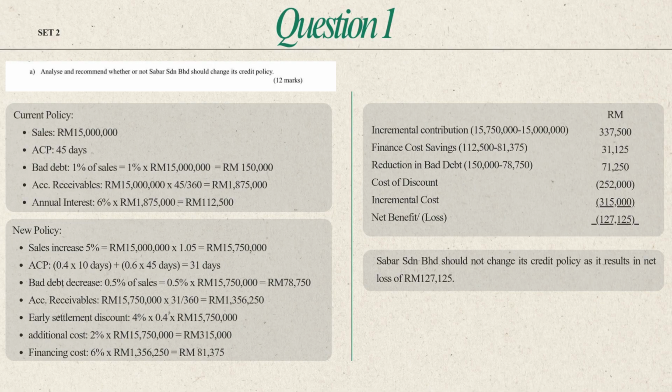The procedures include calculating the profit from the new sales increase, and then we will calculate the new speed of payment, which is 0.4 times 10 days plus 0.6 times 45 days, which equals 31 days. Next, we will calculate the cost of the 4% discount and the 2% administrative fee on the new total sales. Next, we will calculate how much 6% interest we save by reducing our receivables from 45 days down to 31 days. For the last part, we will subtract all the costs from the benefits.